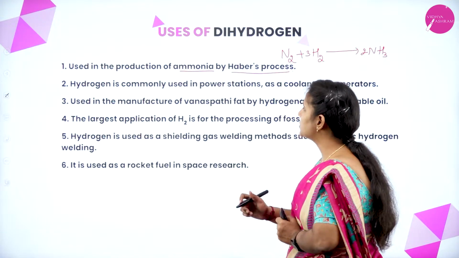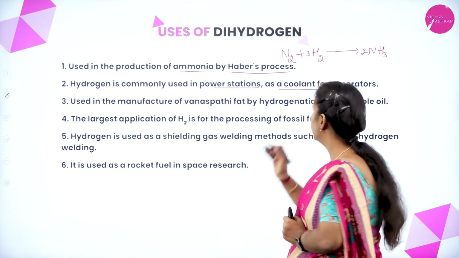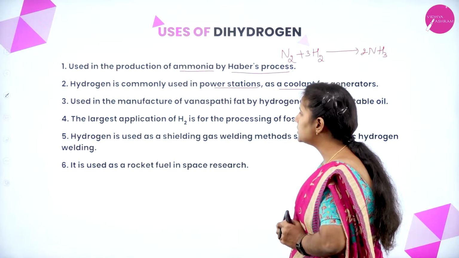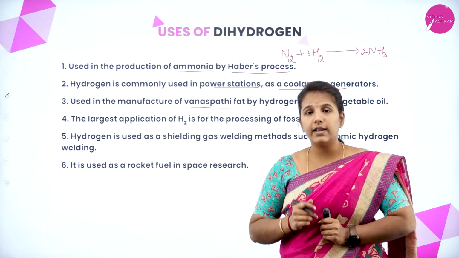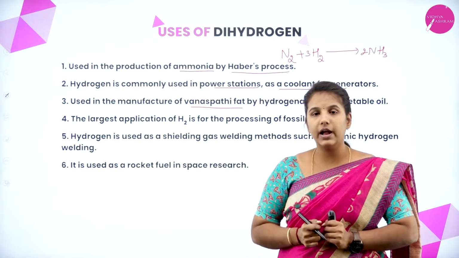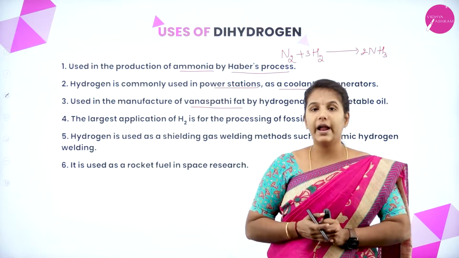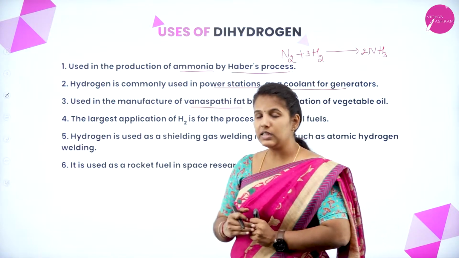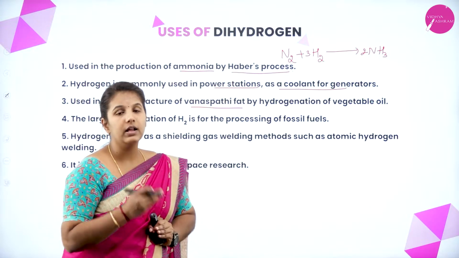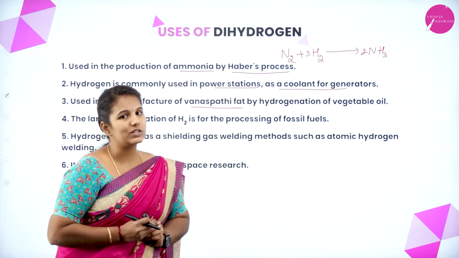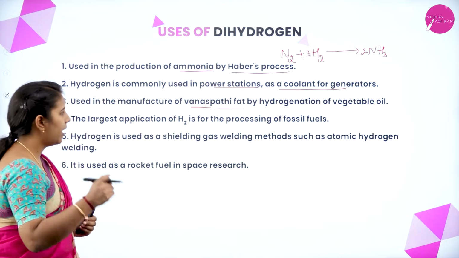Hydrogen is commonly used in power stations as a coolant for the generators and used in manufacturing of vanaspati. We know that vanaspati is a fat. We know how hydrogen can react with the oil to form a hydrogenated product. That is why hydrogen is also used in production of fat, where the oil is allowed to react with hydrogen by hydrogenation of vegetable oil.